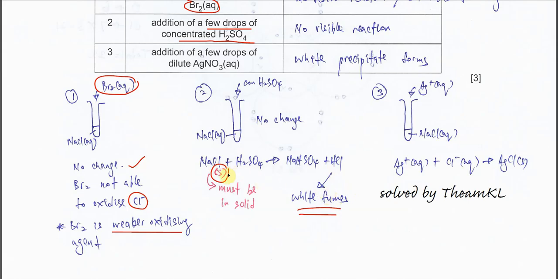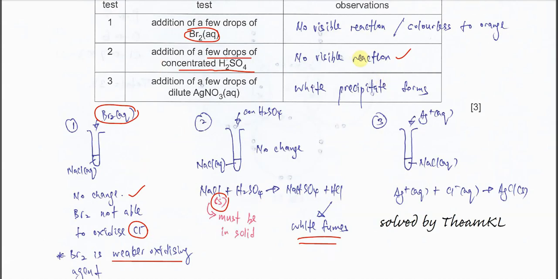It only applies to solids, remember. When concentrated sulfuric acid is added to sodium chloride or these sodium halides, it must be solid, then it can really react. Whether there is a redox reaction or not, there are other steps. So for this one, remember, no visible reaction. No white fumes, because the strong, concentrated H2SO4 is added to a sodium chloride solution. If it's added to a solid, yes, you see the white fumes.